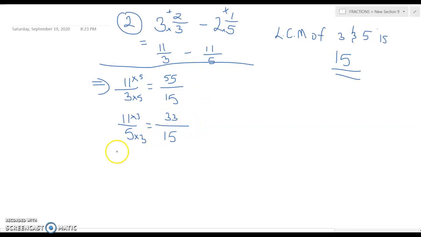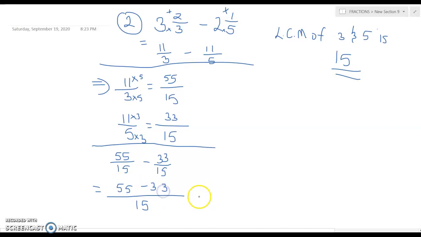And now we're just going to say 55 over 15, take away 33 over 15. We have that common denominator now. So it just becomes 55 take away 33. And 5 take away 3 is 2, so 22 over 15, right? We could change this to a mixed number: 15 goes into 22 one time, remainder 7. So you see, it's very easy. It all takes practice, right?